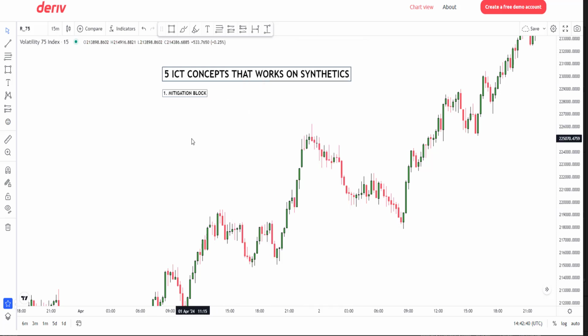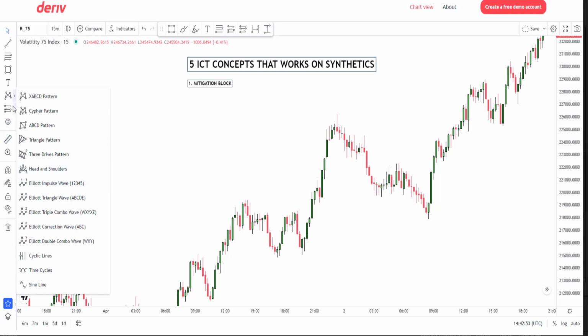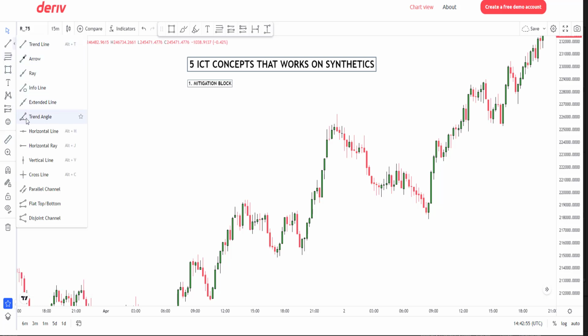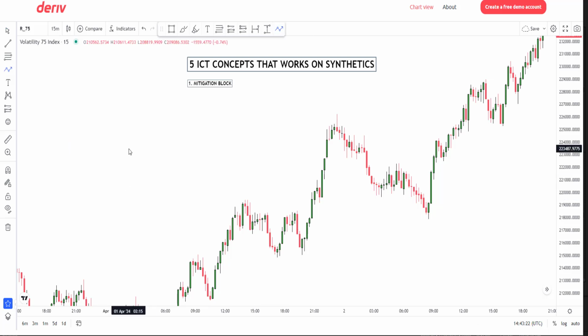What exactly is mitigation block? A lot of the time I used to tell people these things are easy to identify. Let me just sketch a mitigation block for you so you can see what a mitigation block is in simple terms. Let me go to path, arrow, trend line. Let me check path, where it is. Okay, this is it. Let me select it as my favorite. So let me show you what a mitigation block is. Mitigation block is basically a failed order block.